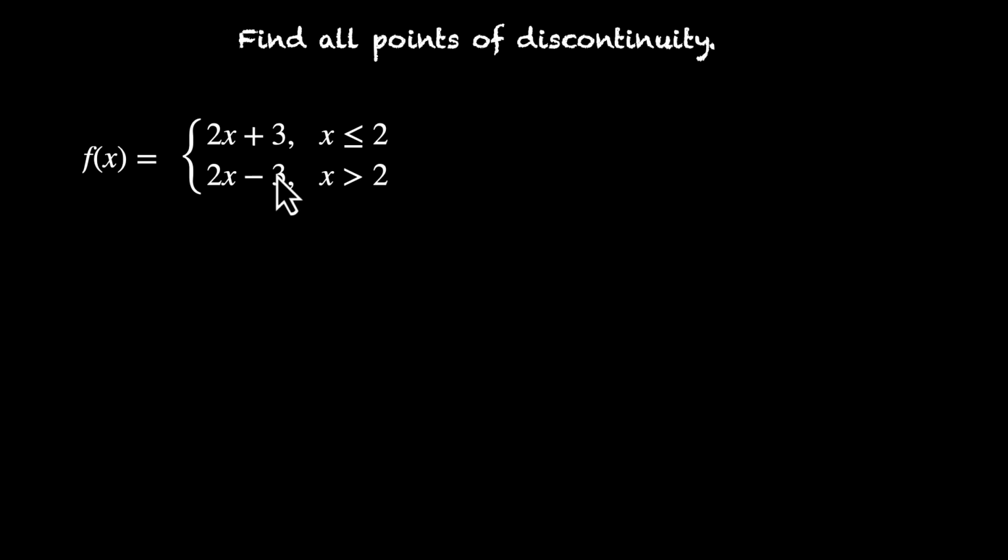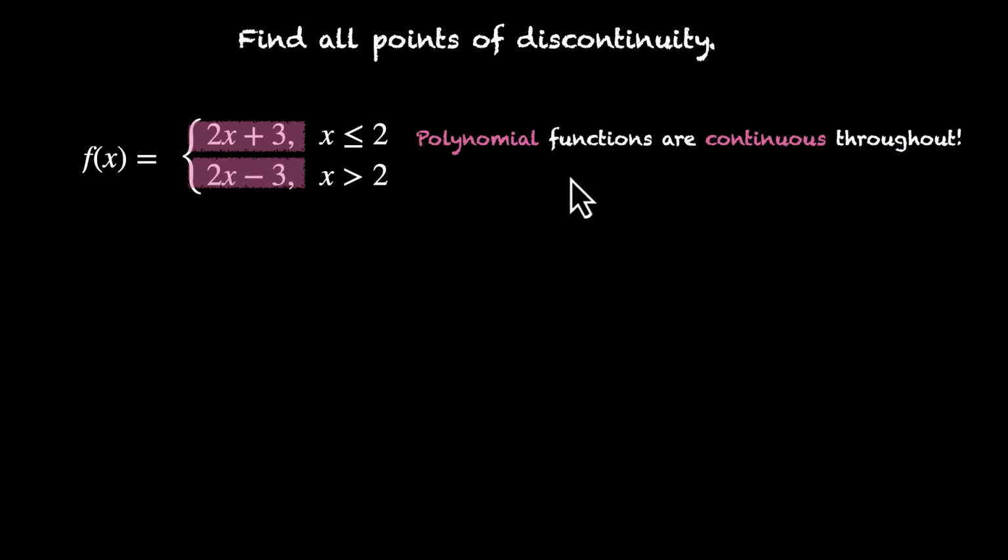Now both these parts independently are polynomial functions. We have 2x plus 3 and 2x minus 3. Polynomial functions are continuous throughout. This means that for all values less than 2 and for all values greater than 2, the function is continuous throughout. So all we need to do is check for continuity at x equals 2, because this is where the definition is changing. So let's do that.